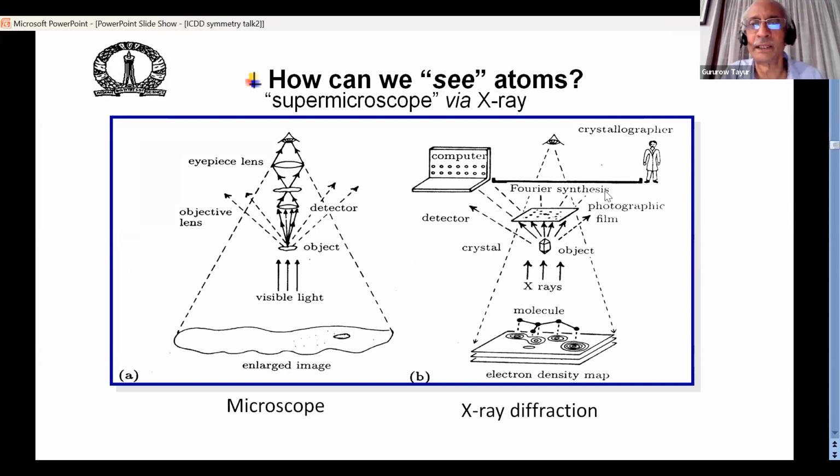We do what is known as a Fourier synthesis, which is essentially the job of reconstructing the image, which is done by the lens. So we do the job of the Fourier synthesis, which is a reconstruction of the image. A crystallographer is required at this point, the book says, but then the book is old, as I told you. We need only the computer. In fact, crystallographers are more or less eliminated.